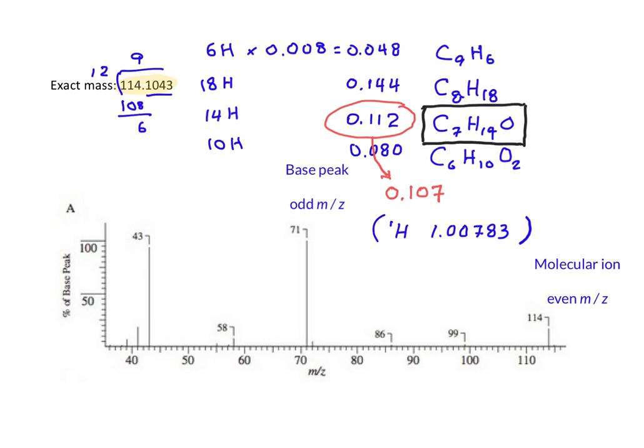If we do the calculation for C7H14O, we will find that the calculated mass is 114.1045. That is clearly within 0.003 atomic mass units and well below the 5 part per million cutoff used by the Emory mass spec core facility.